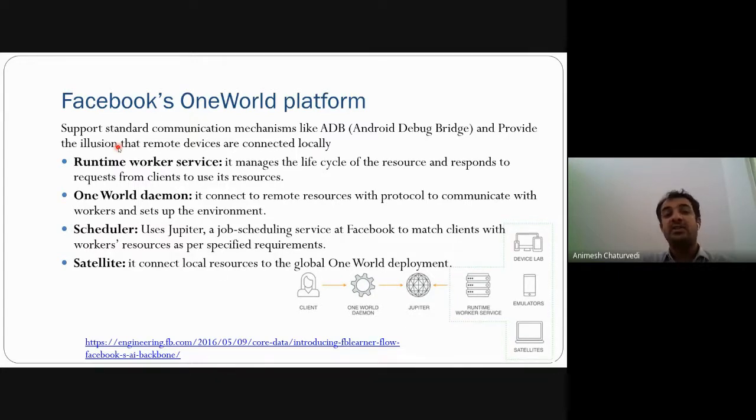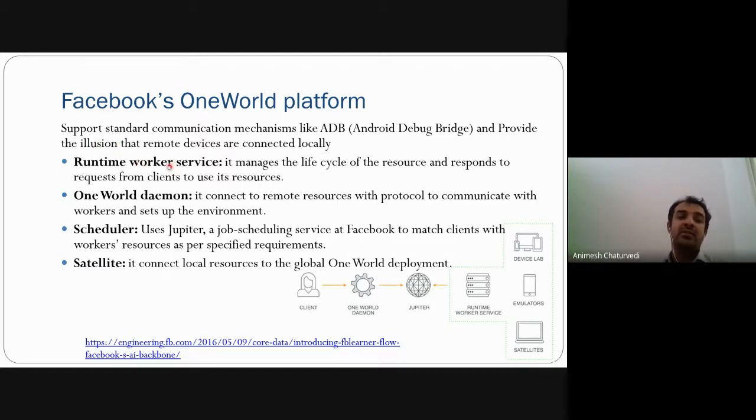Similarly, this Facebook OneWorld has thousands of such emulators working, and that actually provides the illusion that there are thousands of remote devices. They are actually present locally, but they behave and mimic as if these thousands of emulators are remote, so they can do the testing.